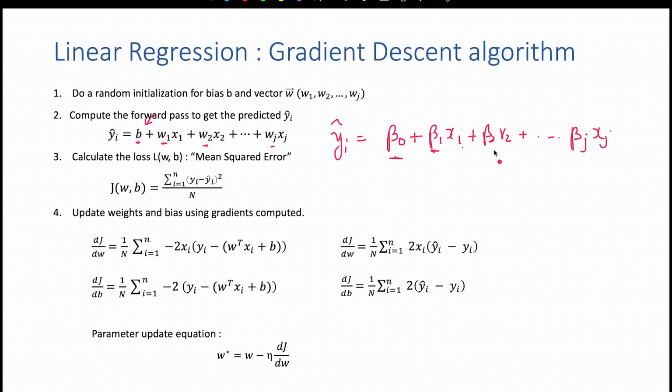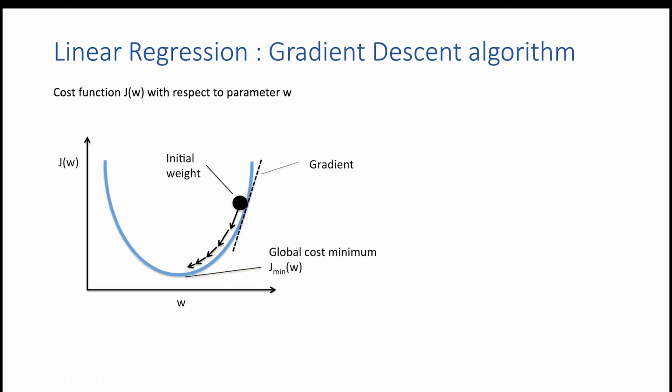I have replaced these beta 1, beta 2 and so on till beta j with a weight vector which has these values of w1, w2 and so on till wj. Similarly, beta naught is replaced by this bias term. So weights and bias are nothing but the model parameters that we are going to consider optimization for.